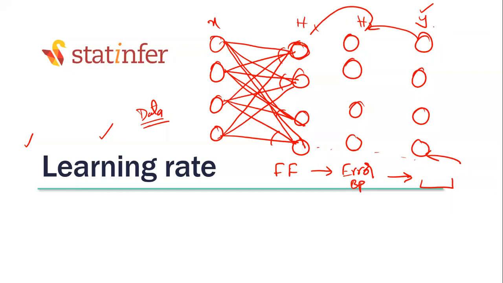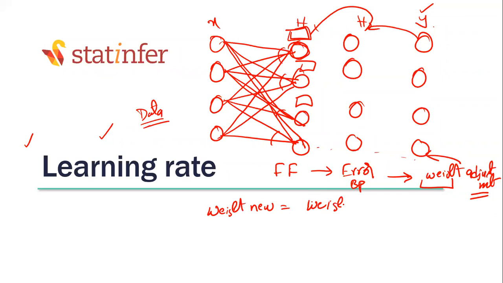Once you have the back propagation done, once you have the error at this particular node, error at this particular node, error at this particular node, what is the next step that you're going to do? You do the weight updating or the weight adjustment. I'm going to talk about this one now. Weight adjustment. How do you update the weights? Weight new equals weight old plus some delta W, some weight you have to move it.